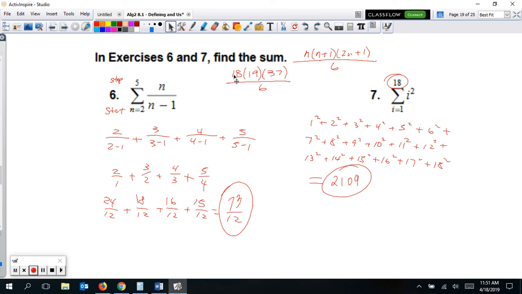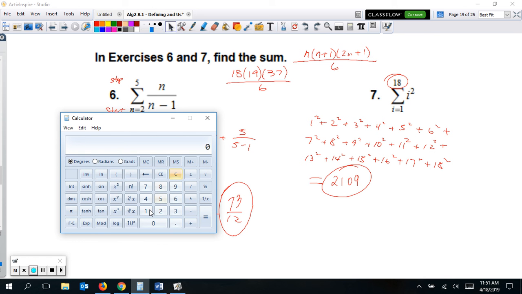So if I plug in 18, and then 18 plus 1 is 19, 2 times 18 is 36, plus 1 more is 37. So it's these three numbers times each other divided by 6. That might be a little easier to do on the calculator here. So I said, okay, 18 times 19 times 37 equals that number, and then divide that by 6 equals, there's my 2109, and I got the same answer.